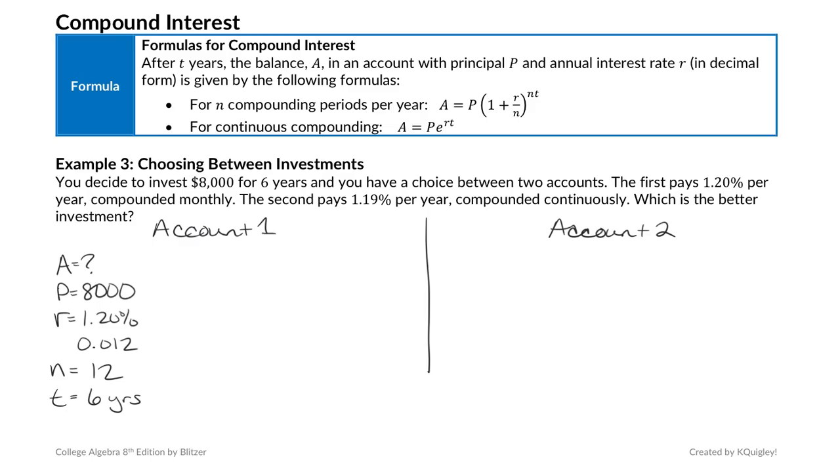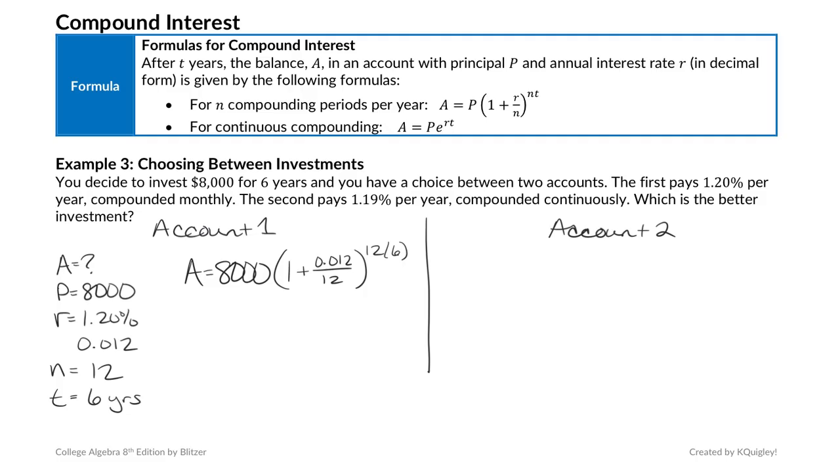We are finding the amount in the account. If we plug $8,000 in as the principal, we'll do 1 plus the rate, 0.012, divided by 12, raised to the 12 times 6 power. Just plugged everything in exactly where it goes in the formula.